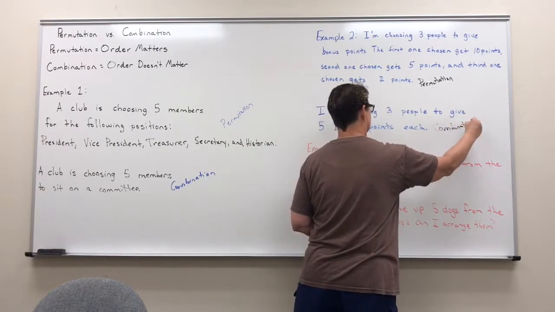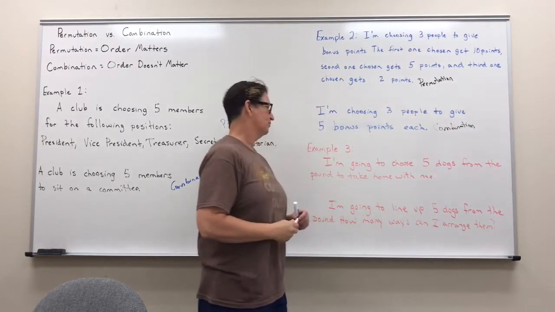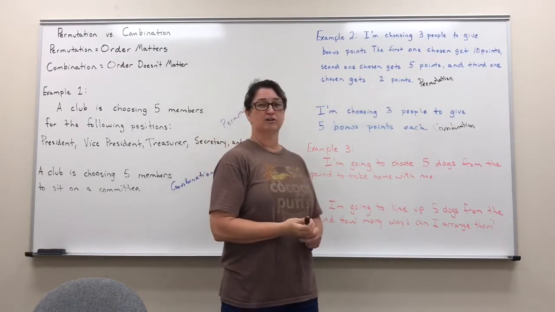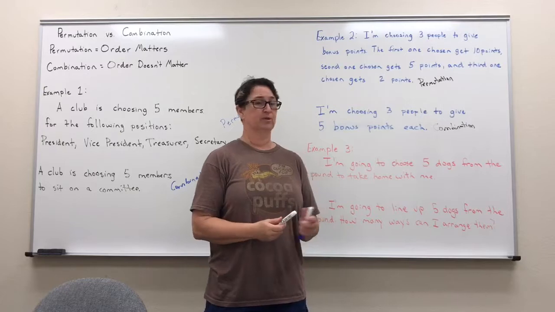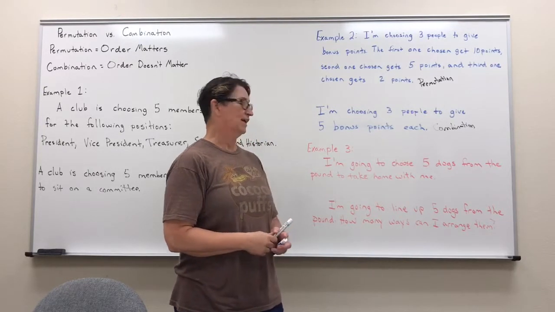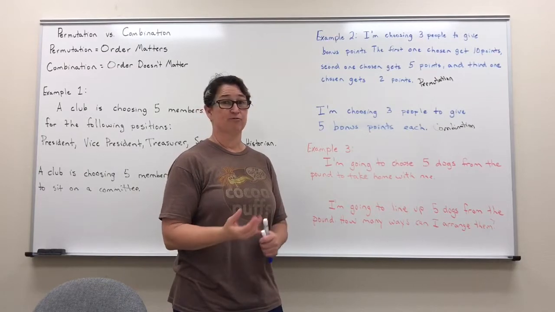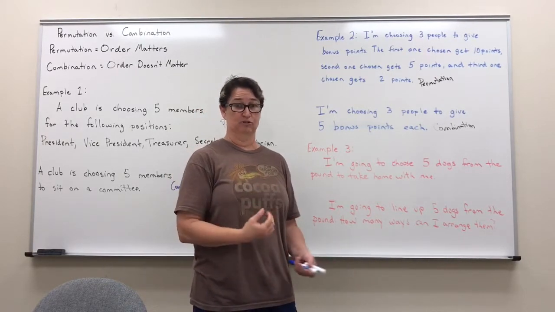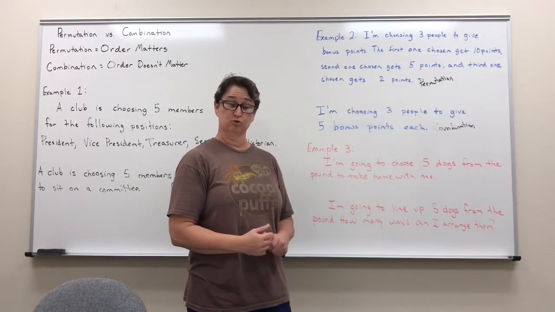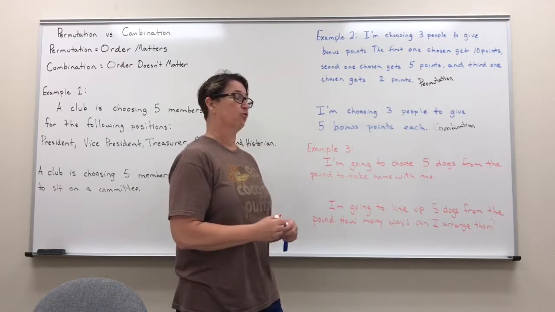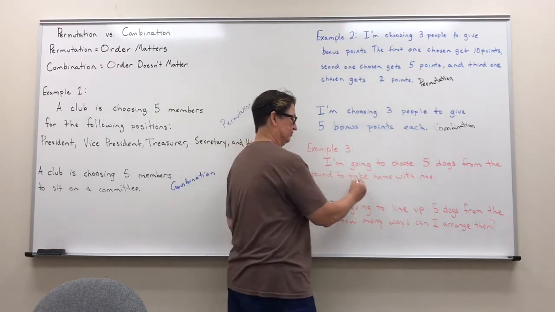On our last one here, another example. Here I'm going to choose 5 dogs from the pound. In my first example, I'm going to take those 5 dogs home with me from the pound. Again, it doesn't matter if I choose that dog first or if I choose it 5th. All 5 dogs are going to get to go home with me. So therefore, order doesn't matter. This is a combination.